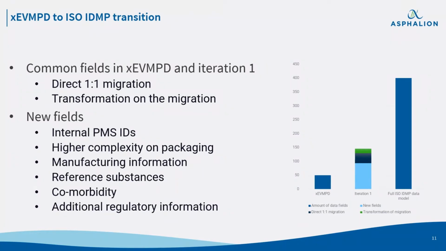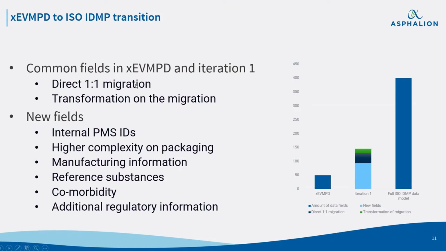We have already been reporting information about our products for several years. So we have built this XEVMPD database with basic information on our products. And then we will go towards iteration one. This is something that maybe I didn't mention before. In order to go to the full scope of ISO IDMP, we have to go through iterations. So when we talk about the implementation of ISO IDMP in Europe, we are always referring to this iteration one.